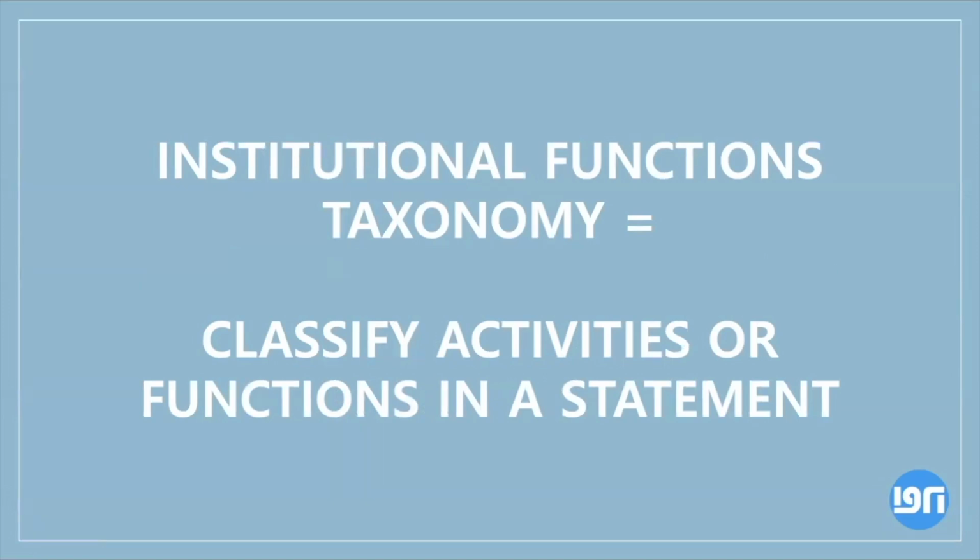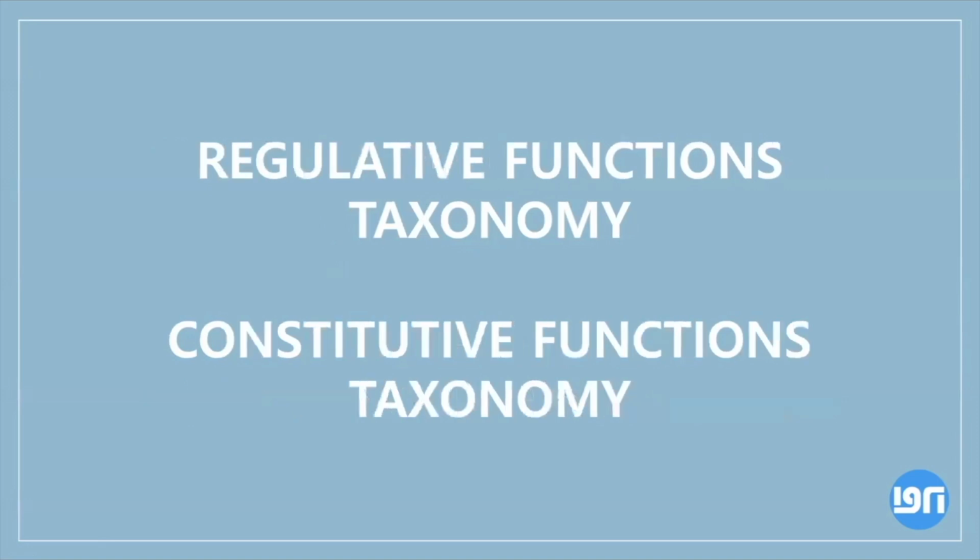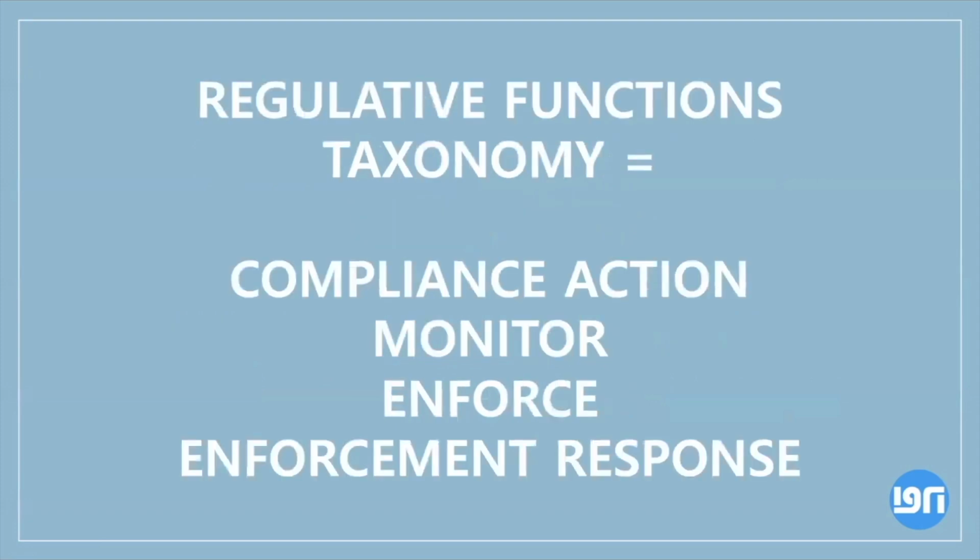There are 2 institutional function taxonomies corresponding to the 2 institutional statement types: a regulative functions taxonomy and a constitutive functions taxonomy. The regulative functions taxonomy offers 4 ways to label the activity described in a regulative statement's aim: compliance action, an action reflecting compliance behavior; monitor, an action reflecting the institutional function of monitoring; enforce, an action reflecting enforcement acts; and enforcement response, an action reflecting responses to enforcement outcomes.